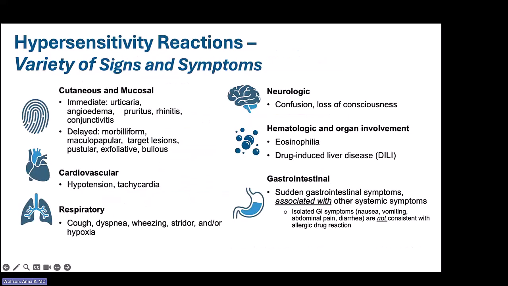And there are so many different signs and symptoms that we can see with our patients. And again, thinking through the differential diagnosis for the skin involvement, if it's immediate reactions, we're going to have hives, swelling, itching. You could have some rhinitis and conjunctivitis. Whereas a more delayed rash is going to be morbilliform, maculopapular. You could have target lesions, pustular, exfoliative, or bullous.